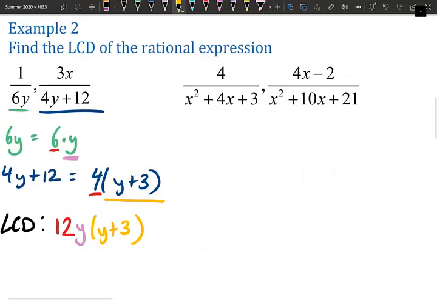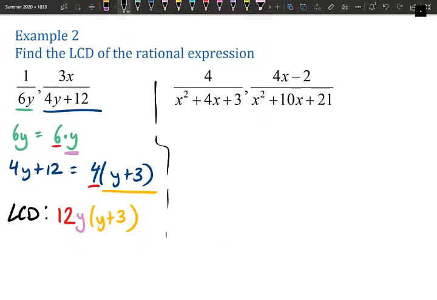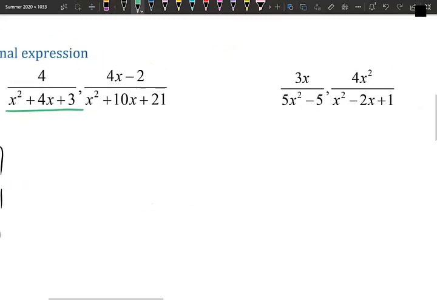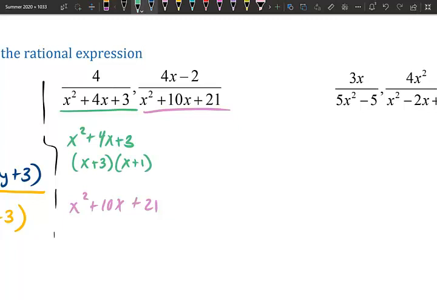Let's keep practicing. All right, so we only care about the denominators. Let's take them out. So when we take out the denominators, we have x squared plus 4x plus 3, and then our next denominator is x squared plus 10x plus 21. So we have to factor. Let's factor each denominator. We'll have x plus 3 and x plus 1, and then x plus 3 and x plus 7.